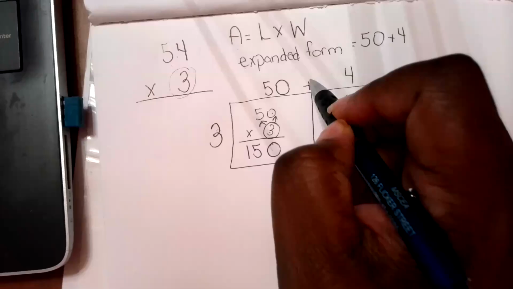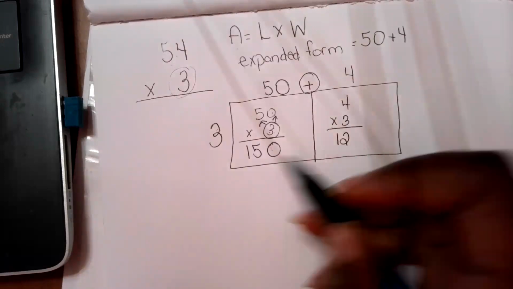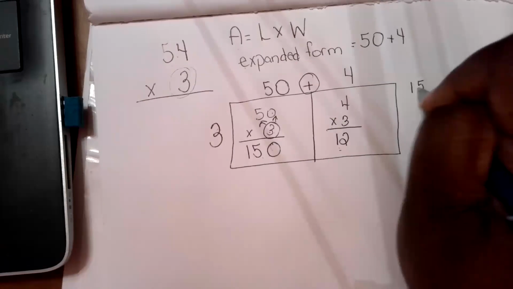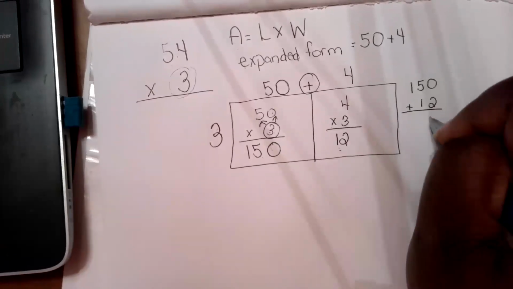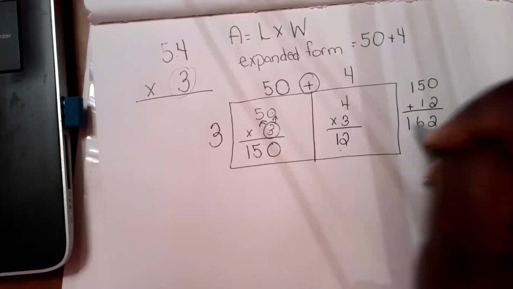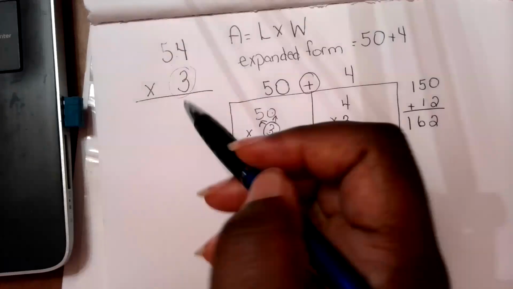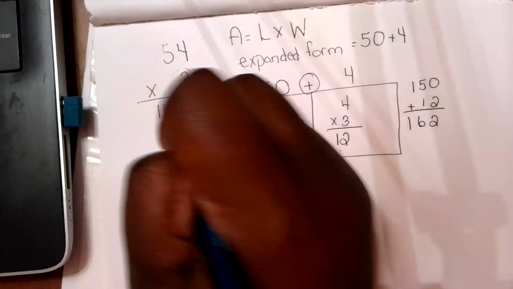But I need you to see that we did the expanded form, which is an addition problem. So I'm going to add these two products to get my answer. I have 150 plus 12, and that gives me 162. So 54 times 3 is 162.